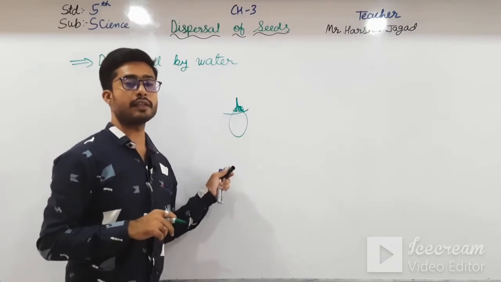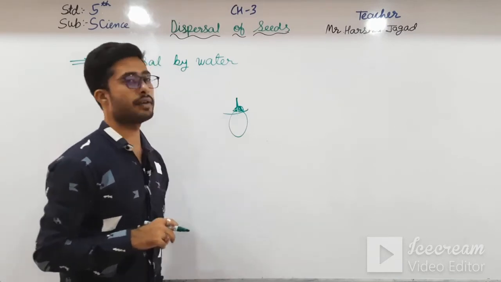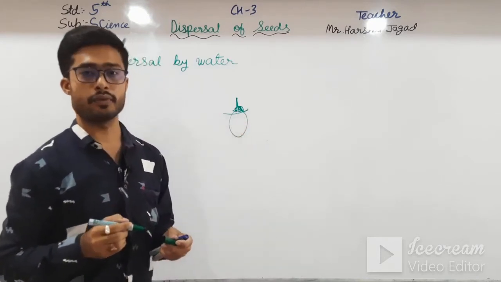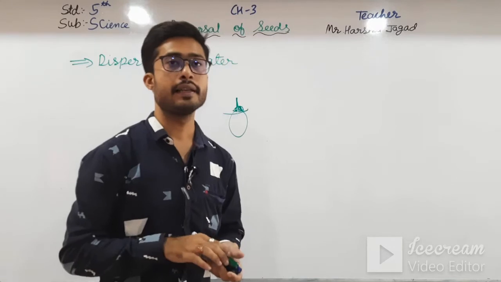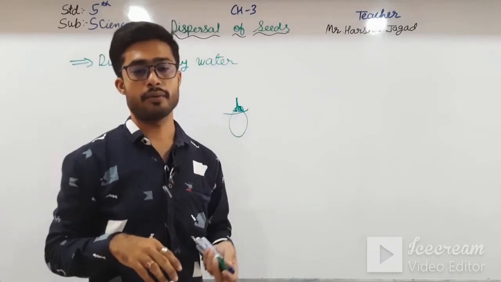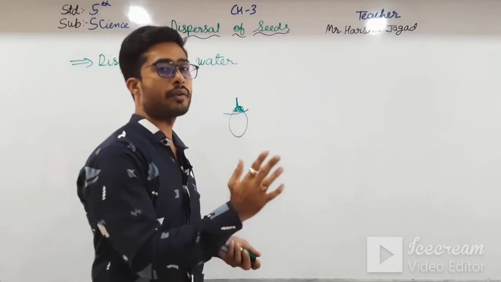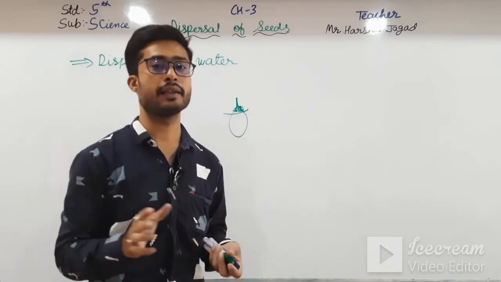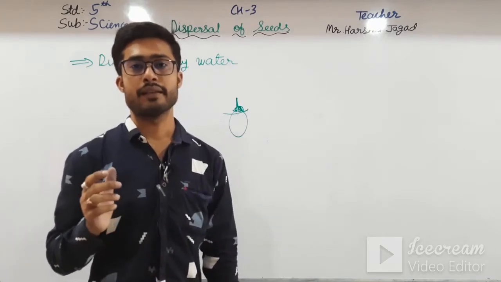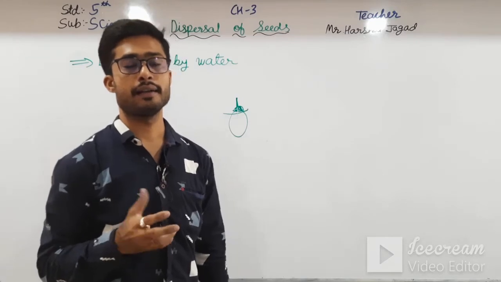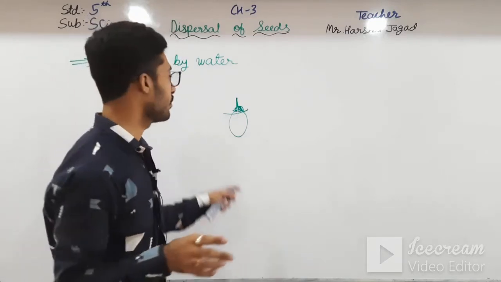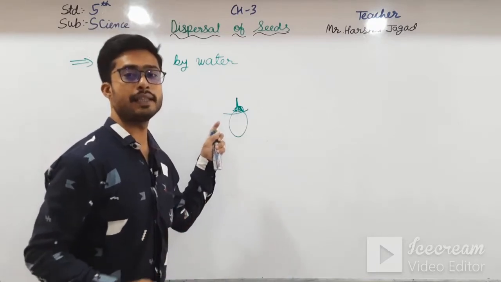So in dispersal of seeds of coconuts, how is it possible? See here, this fruit is very heavy, and when it has fallen to the ground, the wind cannot carry it. Okay students, wind cannot carry this coconut fruit, and the animals, some insects and birds also can't. So this is dispersed by the water.